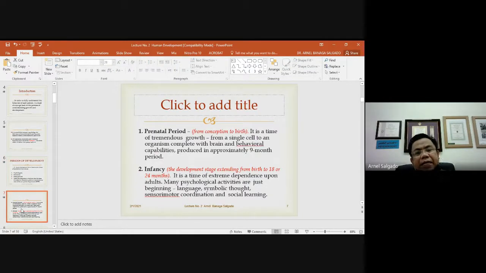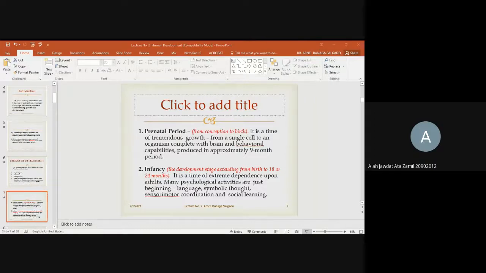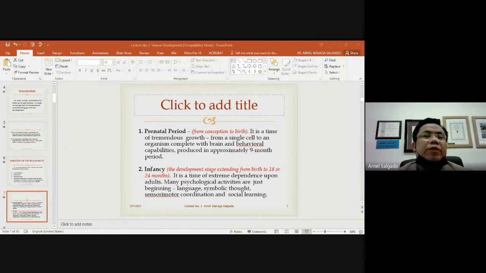We have prenatal. I am going to tell you later on why it is that before the delivery of a baby, the child could already have functioning senses or sense organs, no? So let's look into the prenatal period. Can you see the prenatal period here? Yes, prenatal period. All right. So from conception to birth, you know this already, no?